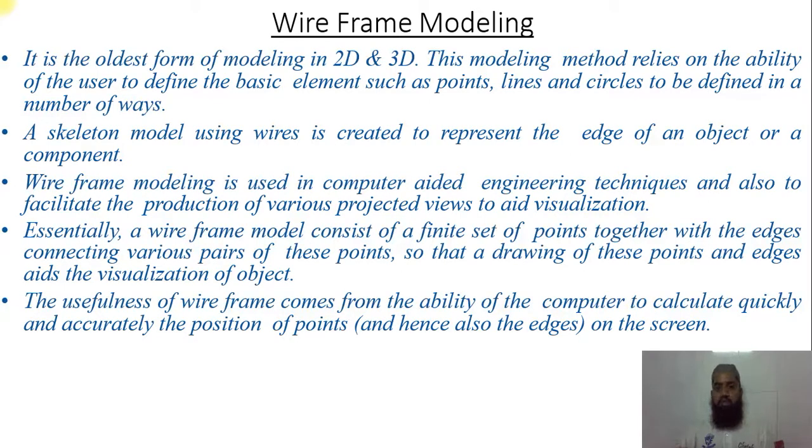Especially, the wireframe model consists of a finite set of points. As I said, it has a finite set of points, and all the points are connected with each other to form a model. These points and edges add to the visualization of the object. The usefulness of a wireframe comes from the ability of a computer to calculate quickly and accurately the position of a point on the screen. So this is a very short description of the wireframe model you must remember.